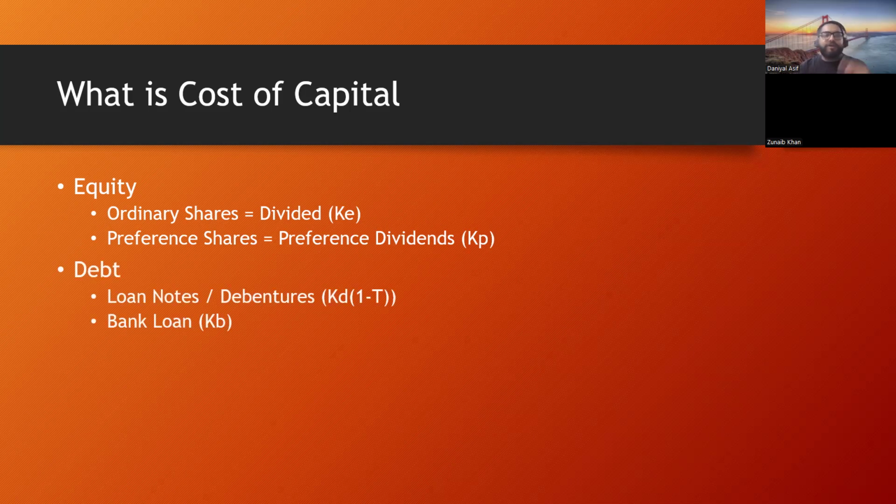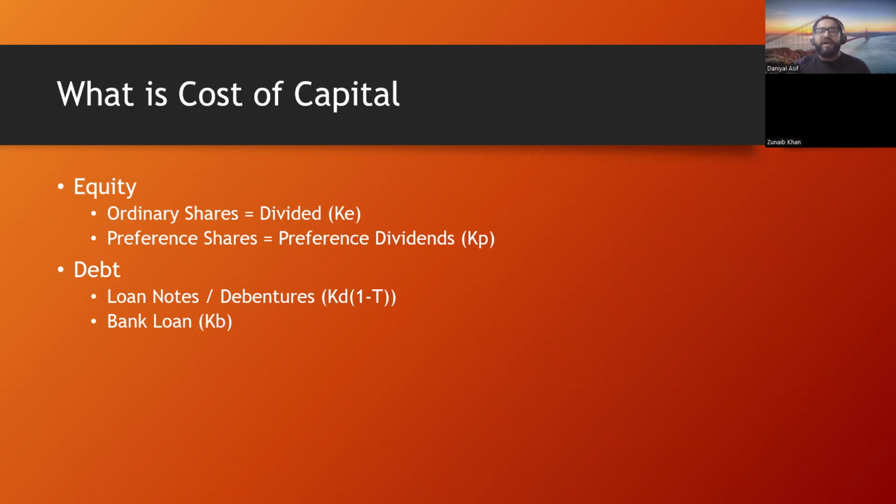In the case of debt, there are two ways to finance a company using debt, either loan notes or debentures or bank loan. In the case of loan notes or debentures, you have to calculate the interest cost. That is calculated using KD 1 minus T. And in the case of bank loan, the cost of interest is denoted as KB. So basically, why do we write KE, KP, and KB? But in the case of KD, we write KD 1 minus T. That is because in the cases of loan notes, debentures, and even in bank loan, because the bank loan cost is given to us, we have denoted it as KB.